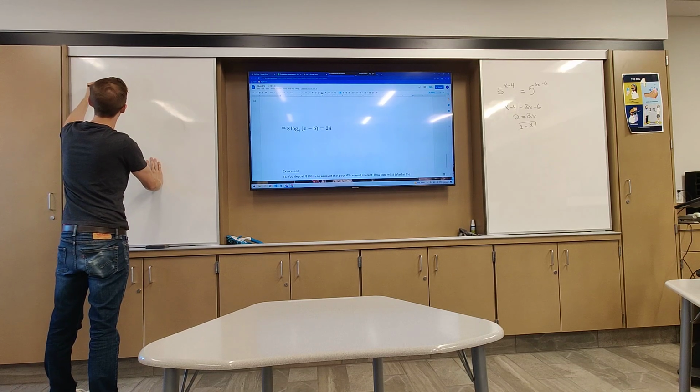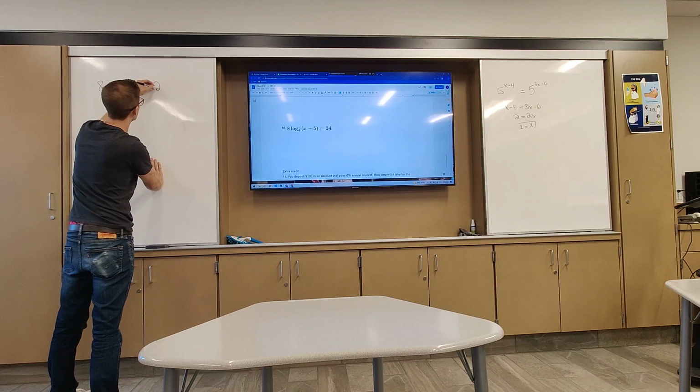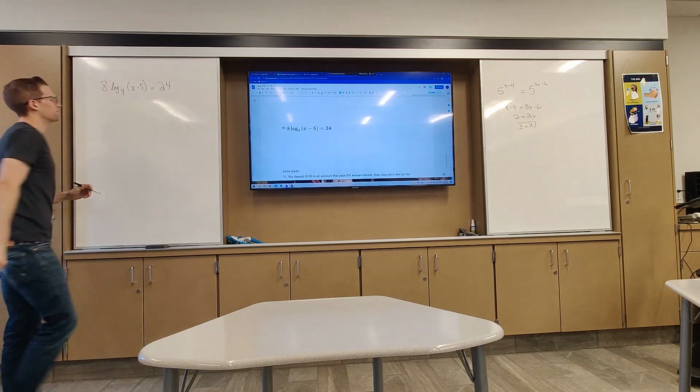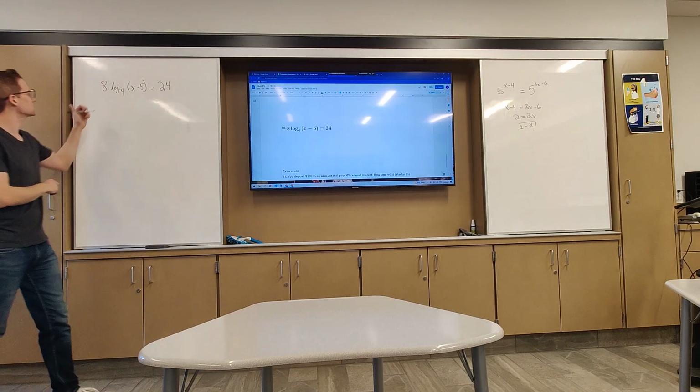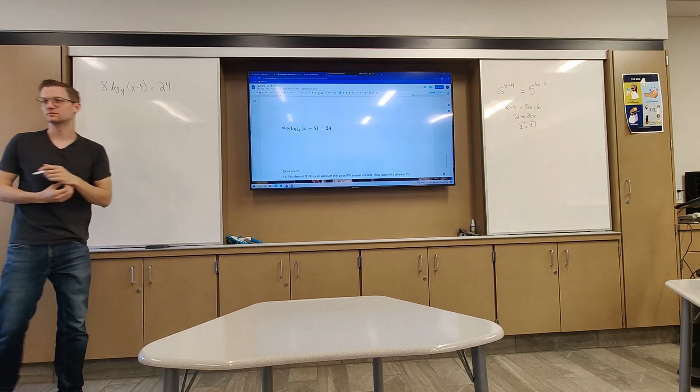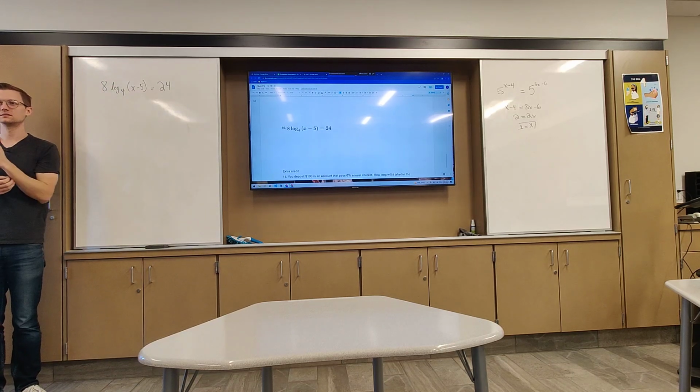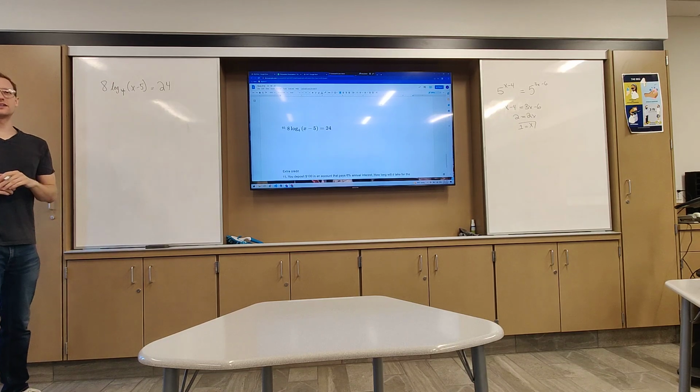8 log base 4 of x minus 5 is equal to 24. Okay, who wants to have a crack at this? Divide 8 on both sides.